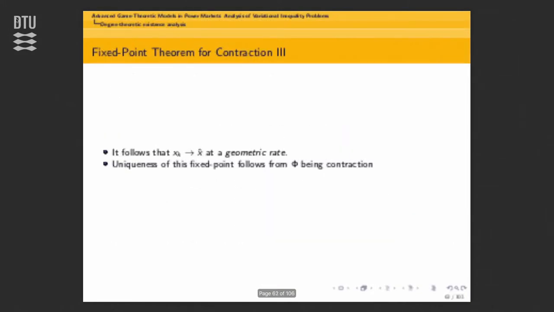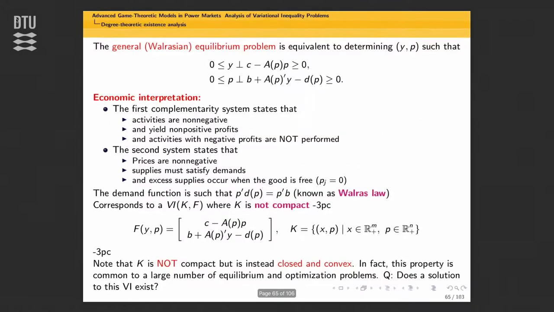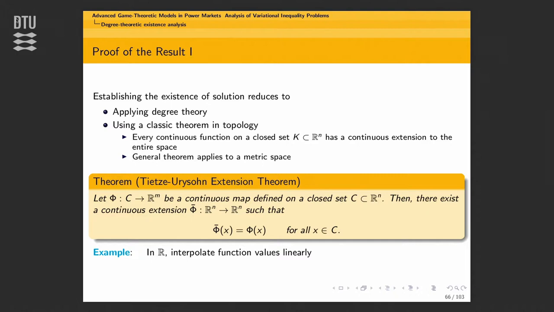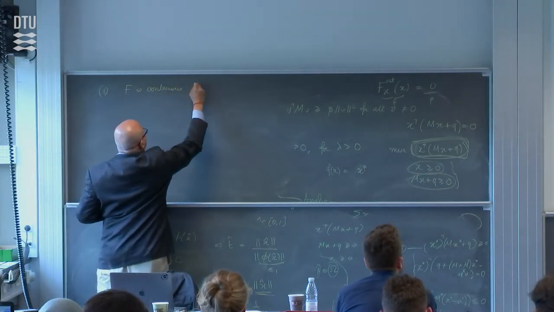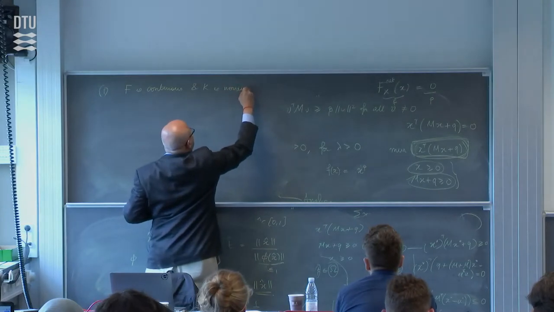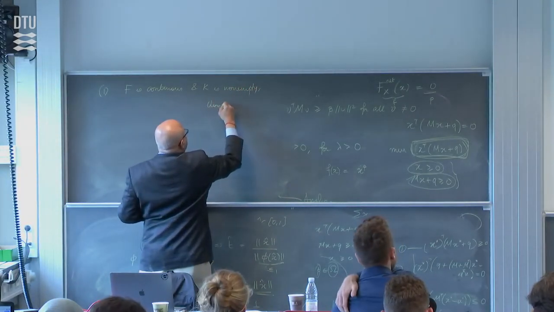So I don't want to do the contraction part of this fixed point theorem. What I'm going to do now is start getting down to the nuts and bolts of applying fixed point theory to getting existence statements for the variational inequality problem. Remember we had one statement already, where you directly apply Brouwer. Let's keep writing those out. The first statement we had was: f is continuous, and K is non-empty, closed, and convex.